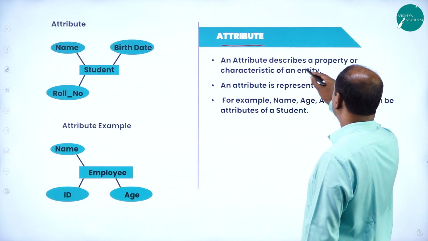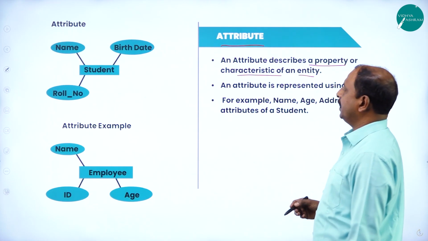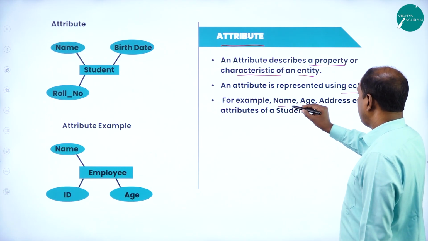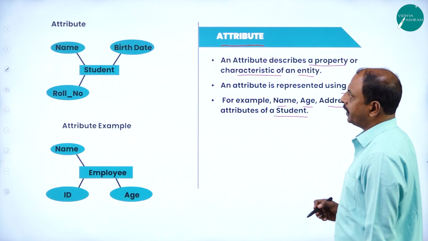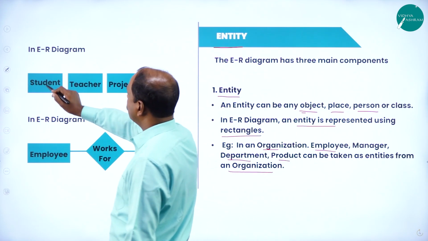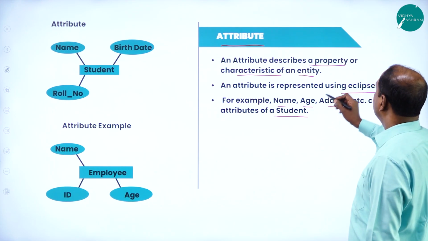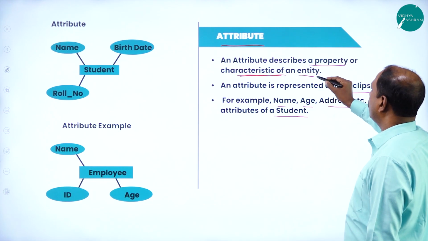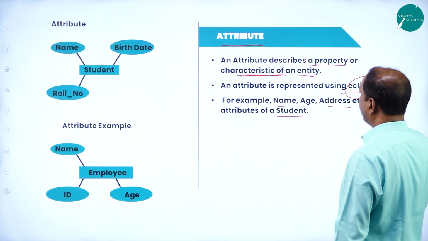An attribute describes a property or characteristic of an entity. So this is an attribute, for example name, age, address, etc. can be attributes of a student. If you look at the previous example, student is an object for us. So in this example, attribute is the property of an object or characteristic of an entity or an object. We are representing it through an ellipse here.